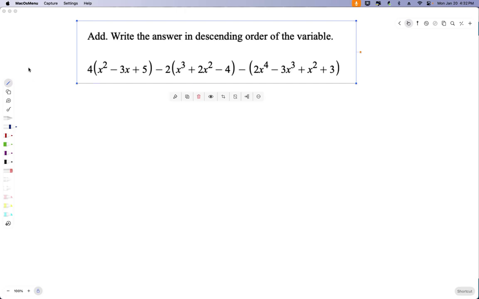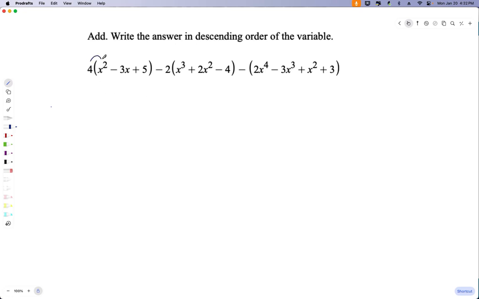All right, we're going to write the answer in descending order of the variable. So let's start with distribution. So 4 times x squared is 4x squared. 4 times negative 3x is a negative 12x. 4 times positive 5 is a positive 20. And actually, I'm going to kind of move this over, and you'll see why in a minute.